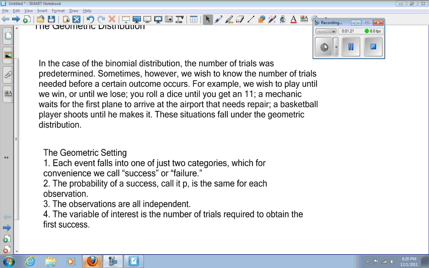Now we'll recall that a success could be a good thing or a bad thing. So again, it could be shooting baskets until you finally miss one, or it could be shooting baskets until you finally make one. It just depends on how you define what a success is.